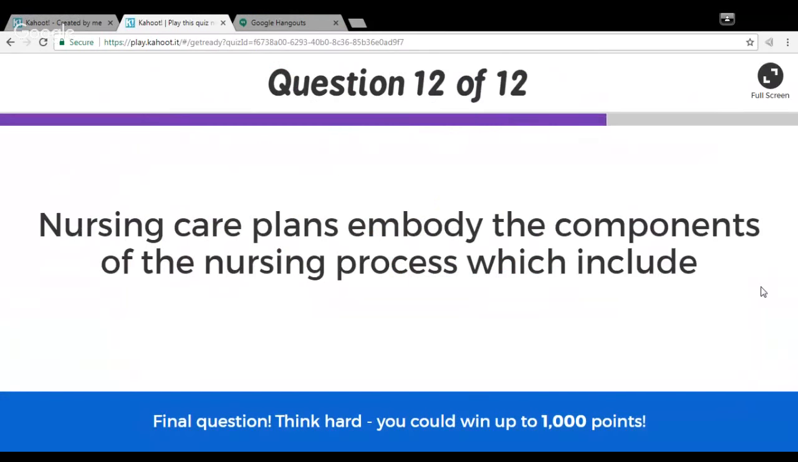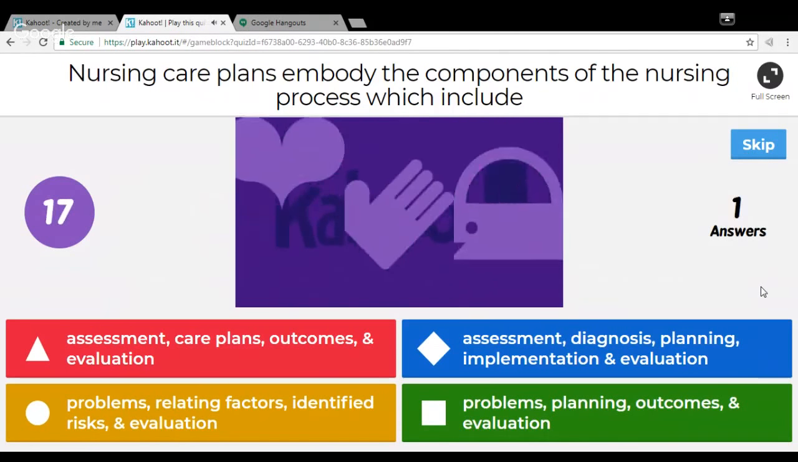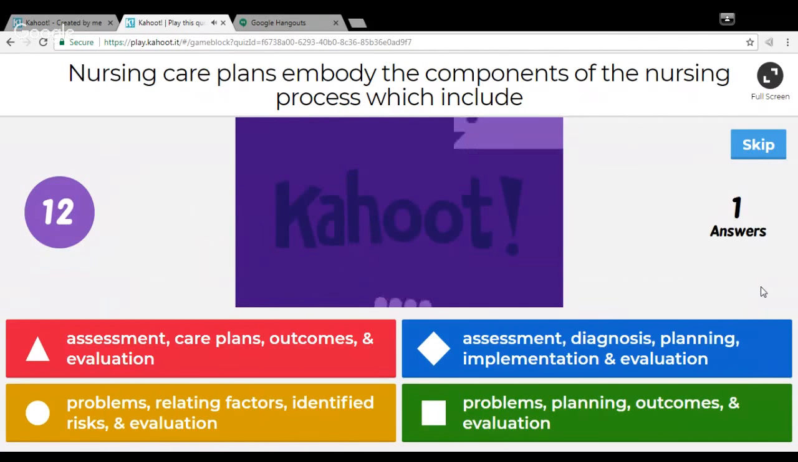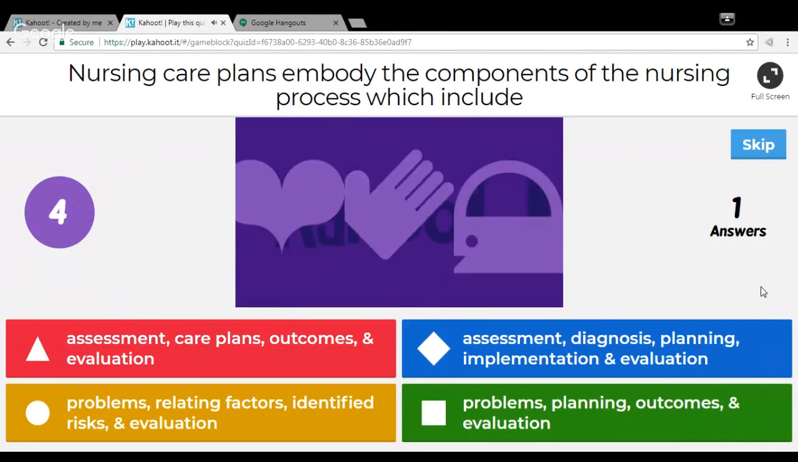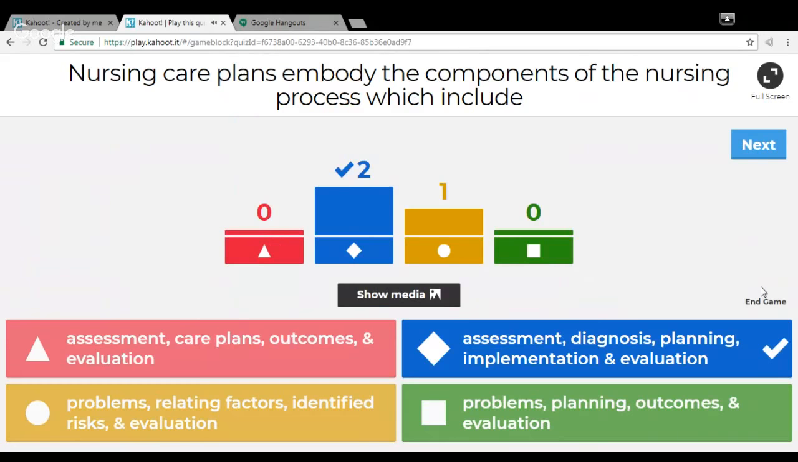Let's see who's in the leaderboard. Oh, I pushed you quick. You're not going to know until the end. It's going to be a surprise. Here we go. Nursing care plans embody the components of the nursing process, which include assessment, diagnosis, planning, implementation, and evaluation. Wow, that was a lot of long syllable words in one question. That was your hardest question there.